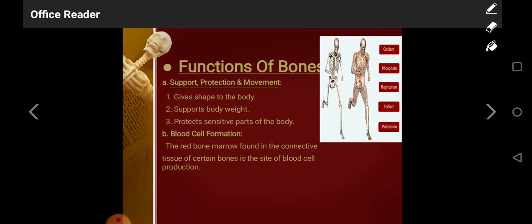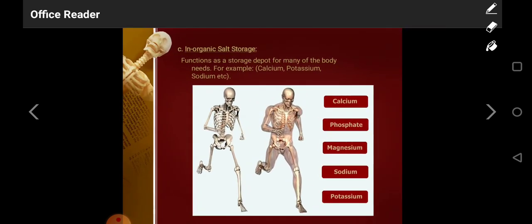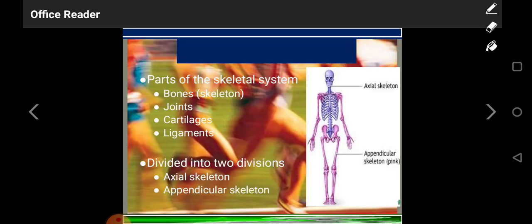Then also they have the power of bone cell formation. The red bone marrow found in the connective tissue of certain bones is the site of bone cell production. Then inorganic salt storage. They function as a storage depot for many of the body's needs, for example, calcium, potassium and sodium.